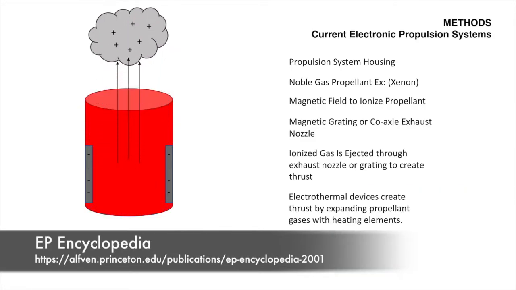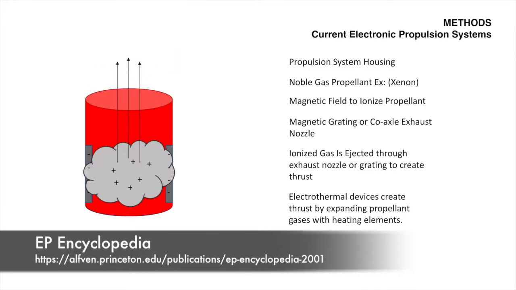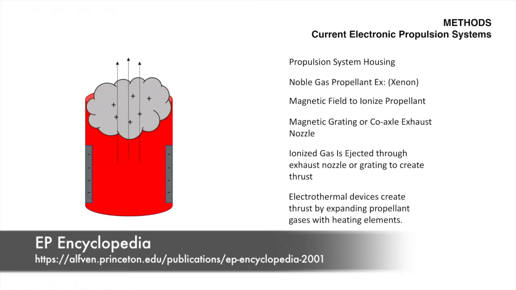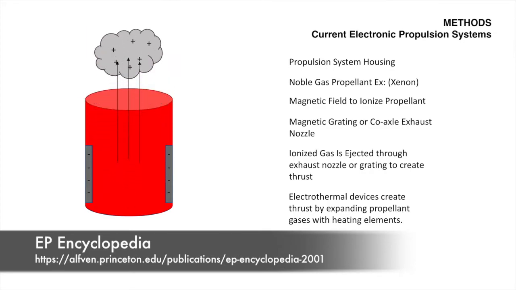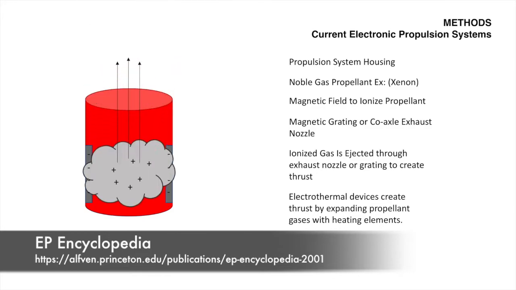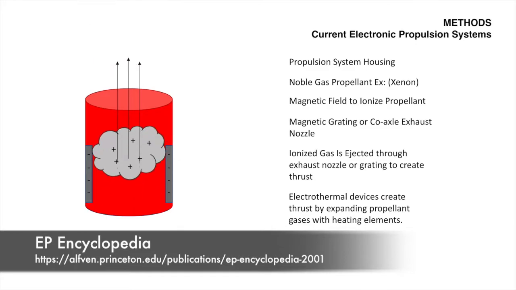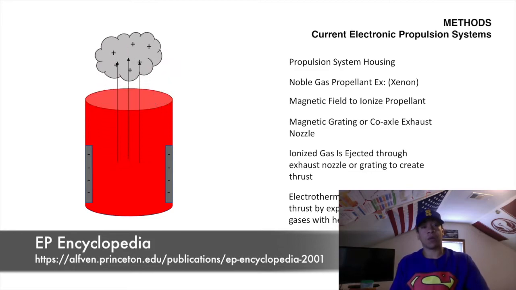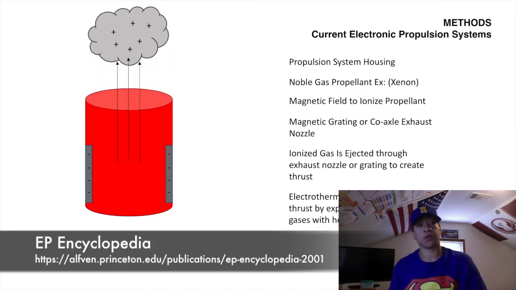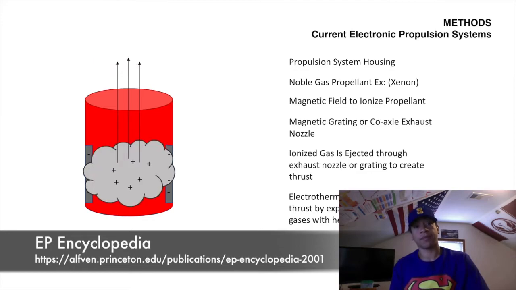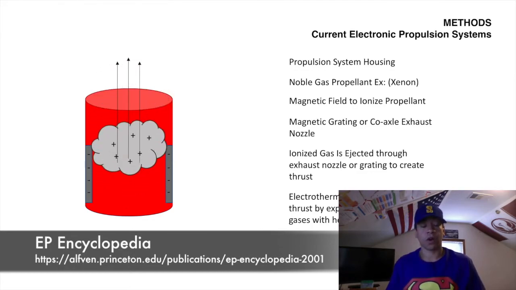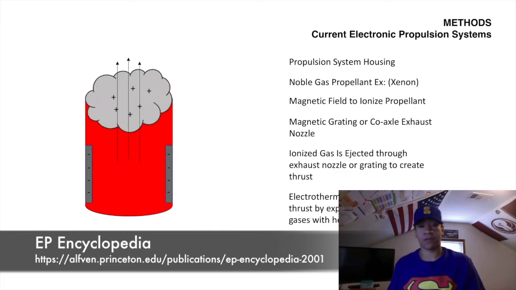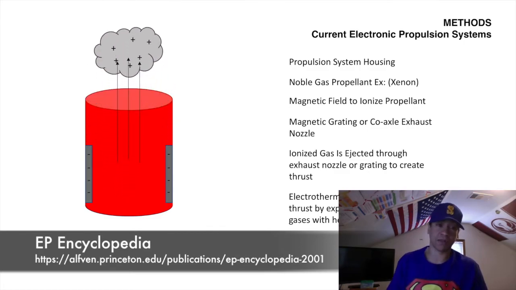That's kind of similar to electrothermal devices, which create thrust in electronic propulsion systems by expanding propellant gases with heating elements. And so what that does is, gases follow the ideal gas law, PV equals nRT. When you raise the temperature, it's going to raise the pressure or the volume, or both, or whatever is allowed inside of the system that we're using.